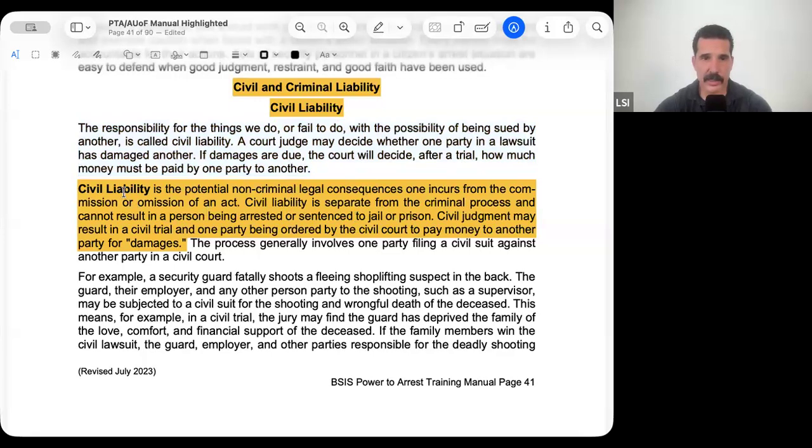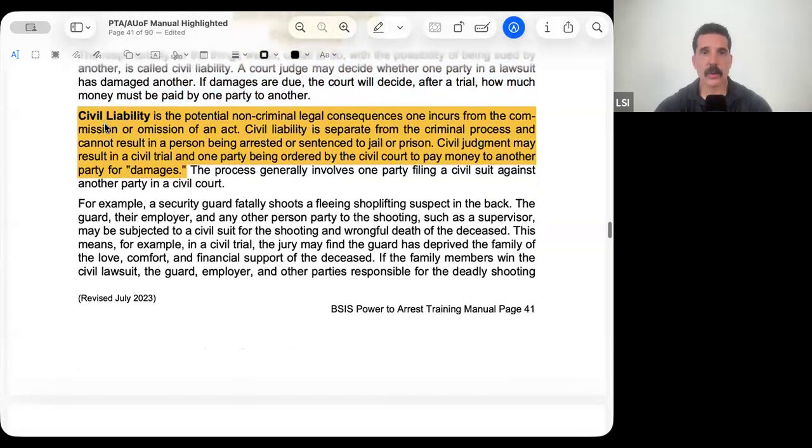All right, now it's going to go into the definition of civil liability. We're going to highlight the majority of this paragraph from where it says, civil liability is the potential non-criminal legal consequences one incurs from the commission or omission of an act. Civil liability is separate from the criminal process and cannot result in a person being arrested or sentenced to jail or prison. Civil judgment may result in a civil trial and one party being ordered by the civil court to pay money to another party for "damages." You're going to highlight that whole section.